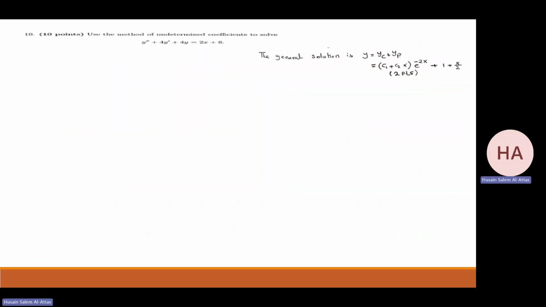Use the method of undetermined coefficients to solve this. Okay, I don't think it's difficult. Let me do it. First, we solve the homogeneous equation. Actually, there is no duplication, so that will make it easier. r squared plus 4r plus 4 equals 0, which is (r plus 2) all squared. So I have r equals minus 2, minus 2. So it is yc.